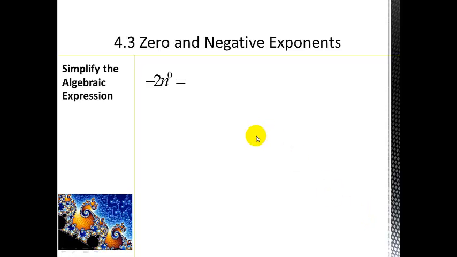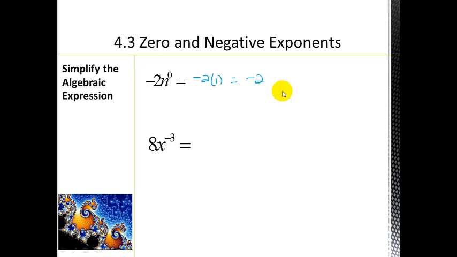I like this one because it's negative 2 times n to the 0. Now, it doesn't matter what I put in for n. If I put in 5, it doesn't matter, because anything to the 0 power is going to be 1. So it's going to be negative 2 times 1, which is just negative 2. You're like, sweet, that one's pretty easy.